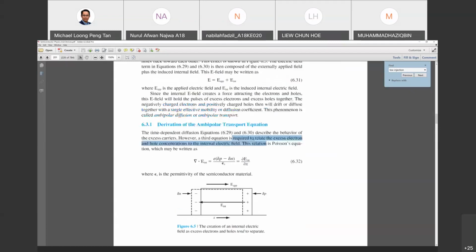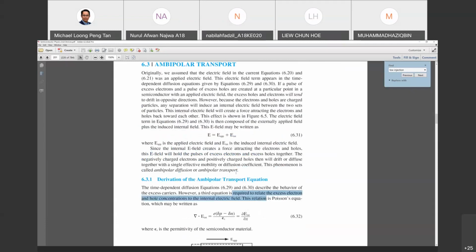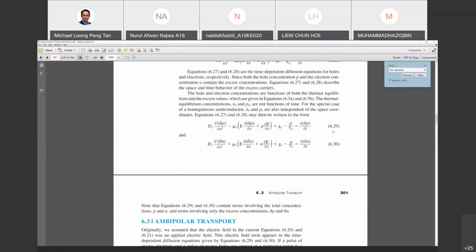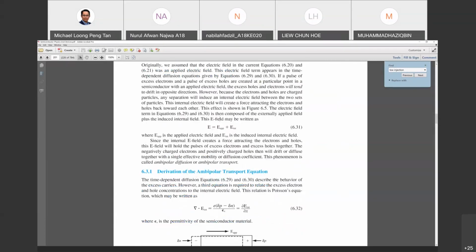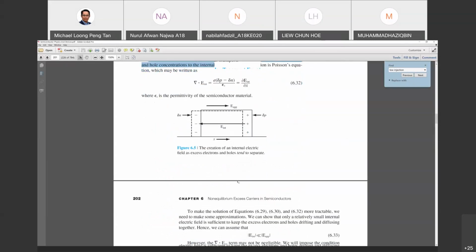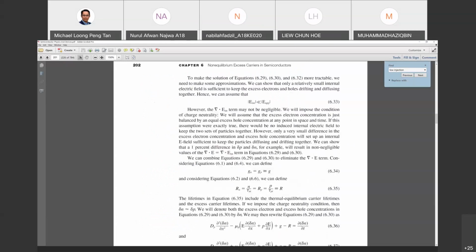So this is the kind of question that I may ask. They say, what's the relationship between the ambipolar transport equation and the continuity equation that you derived earlier? It says that the time differential equations, the continuity equations 6.29 and 6.30, only describe the behavior of excess carriers. So you need another equation to relate these excess electron and hole concentrations to the electric field, and there you use the Poisson equation. So they use the Poisson equation to relate them.